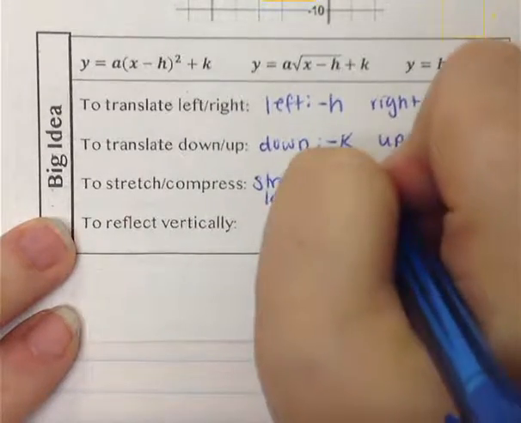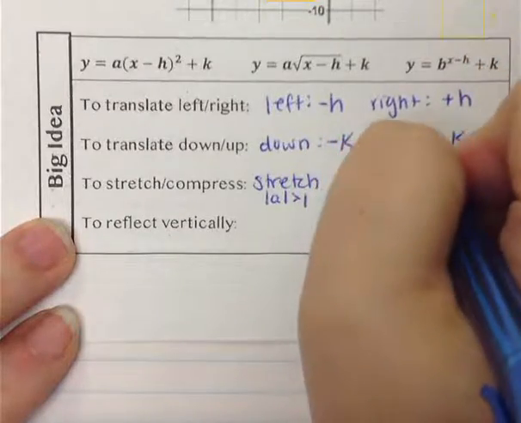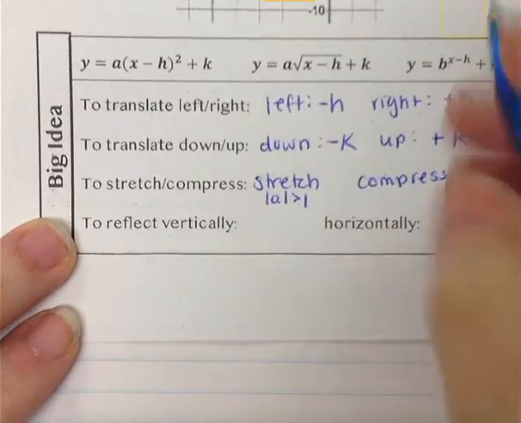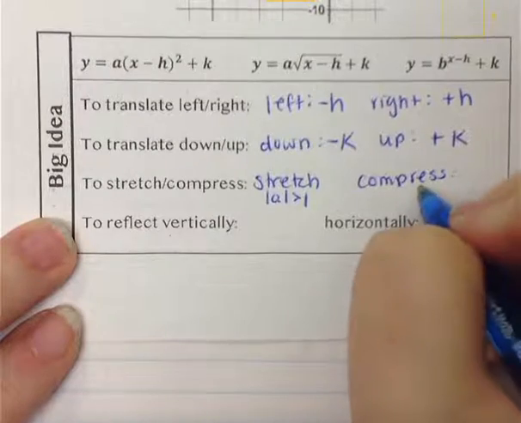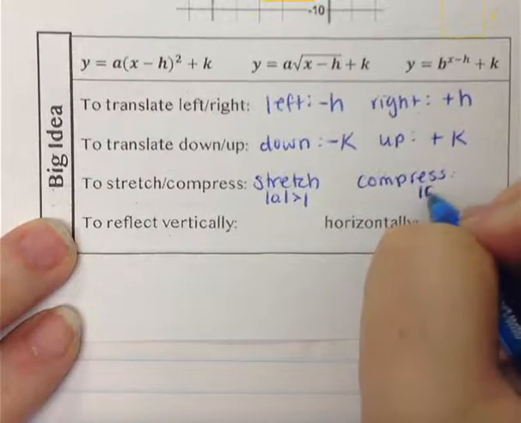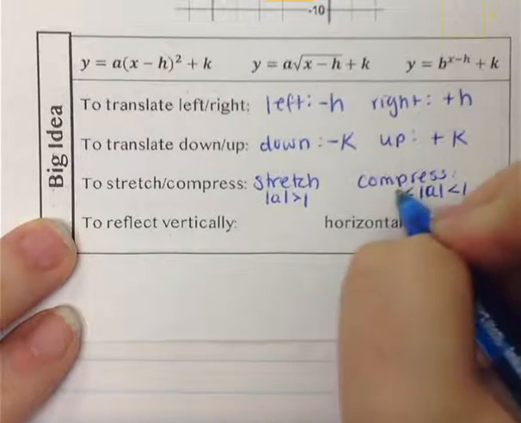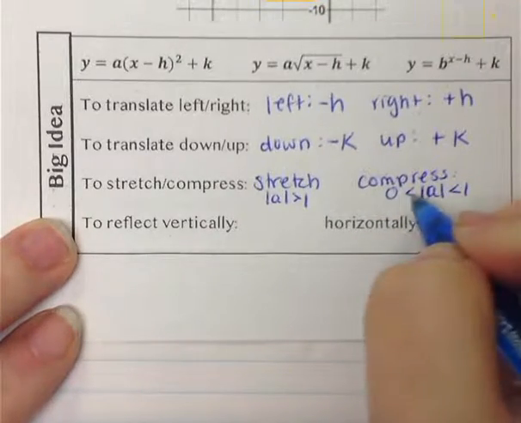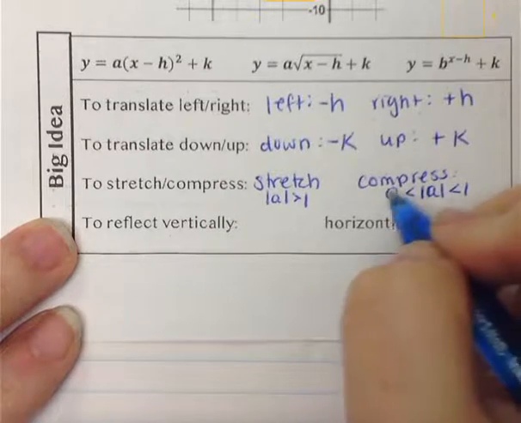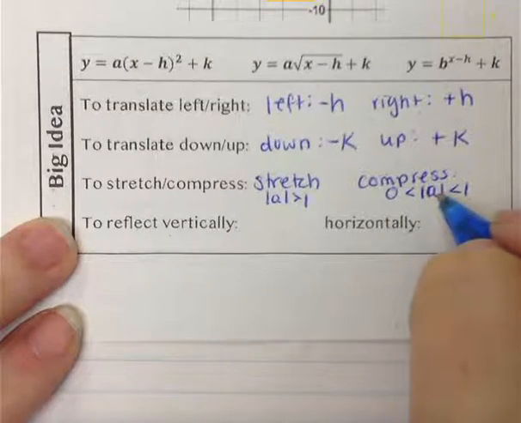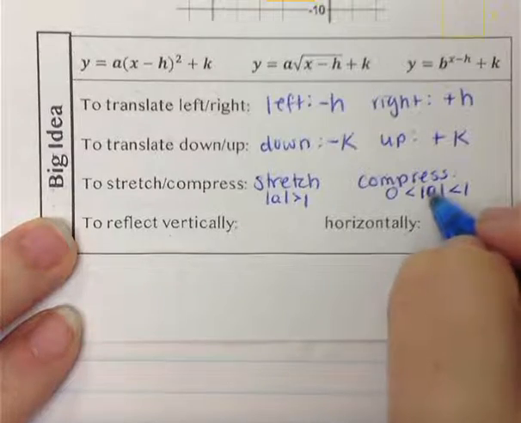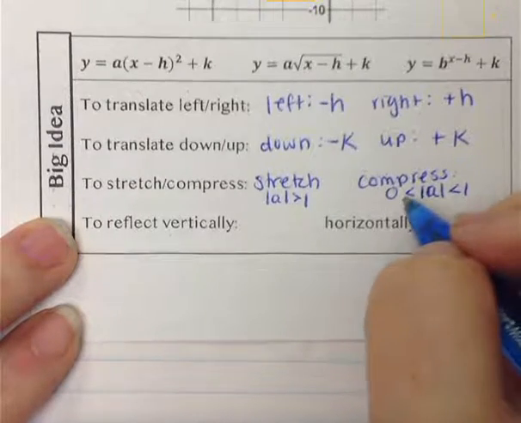To compress, which actually makes it go flatter, the absolute value of a has to be smaller than 1, but it will still be bigger than 0. So that's kind of the same thing. The absolute value still has to be bigger than 0 no matter what, because absolute value is bigger than 0. So I could have just said that a has to be smaller than 1, but bigger than 0.